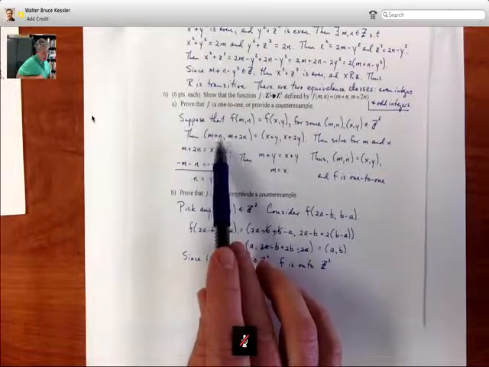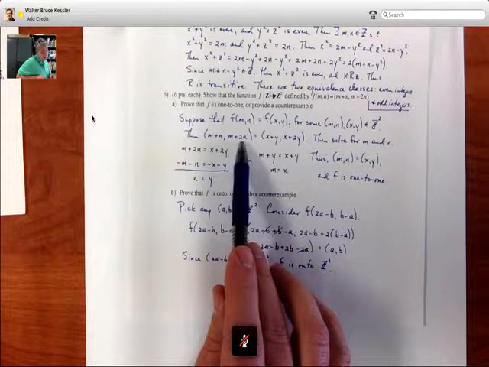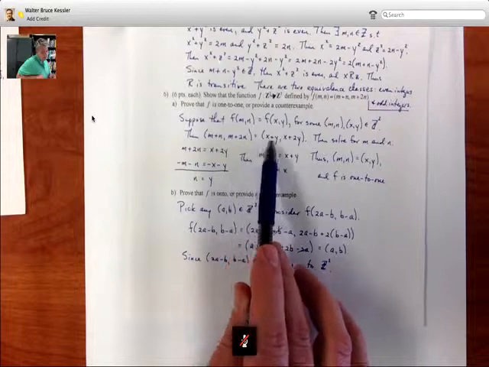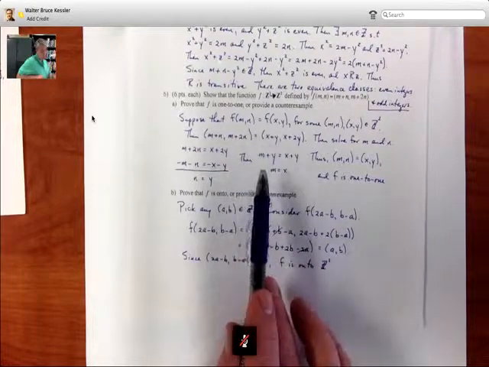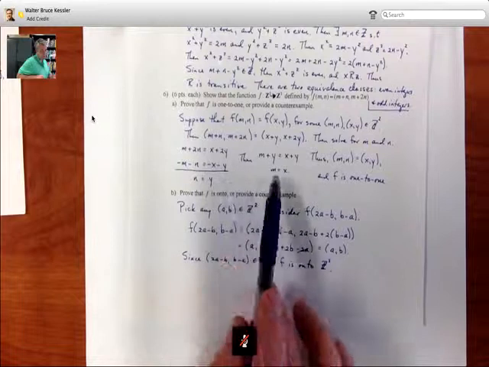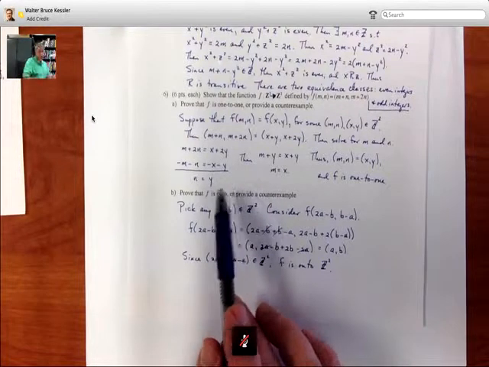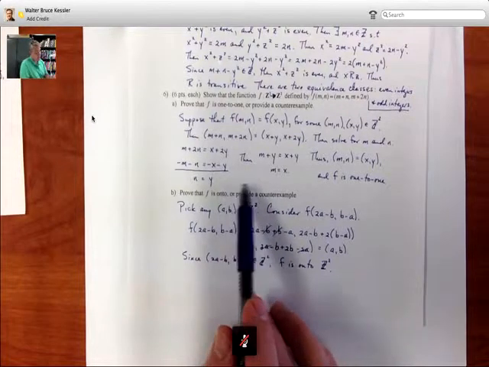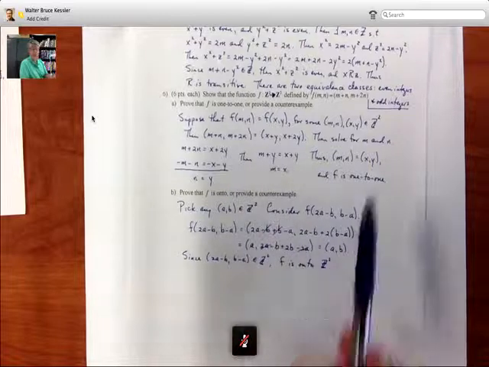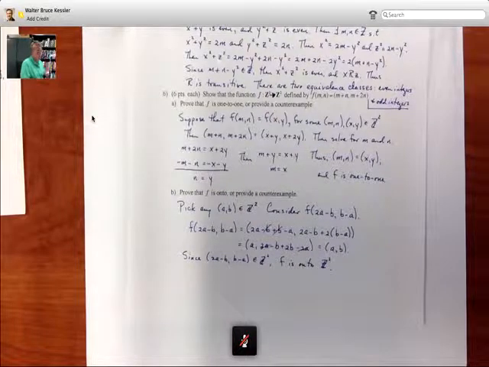So you can actually solve this. m plus n, m plus 2n equals x plus y, and so forth. But if you solve for n and m, you find out that they're just equal to x and y. And so that means the two things we're plugging in are equal, and we've proven that f is one-to-one.